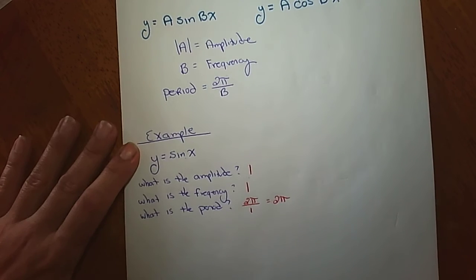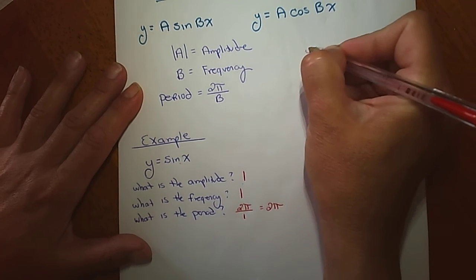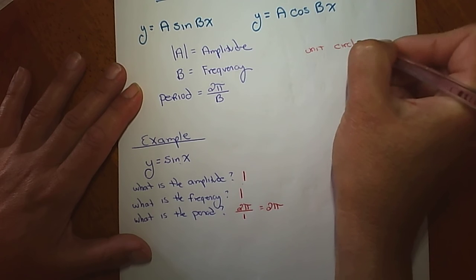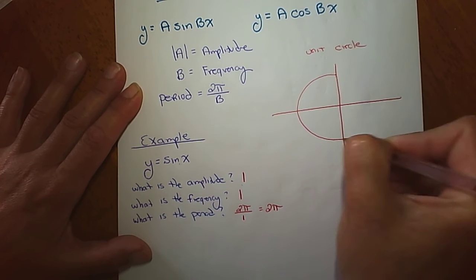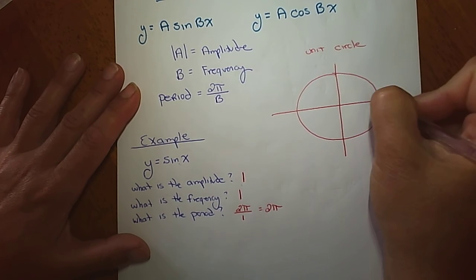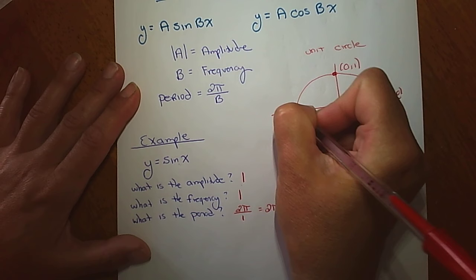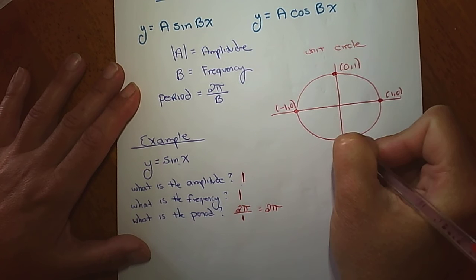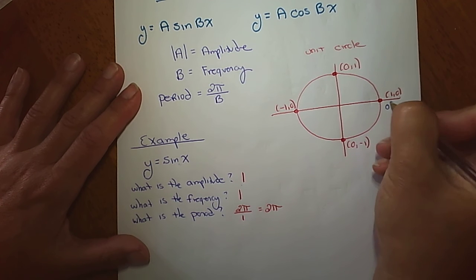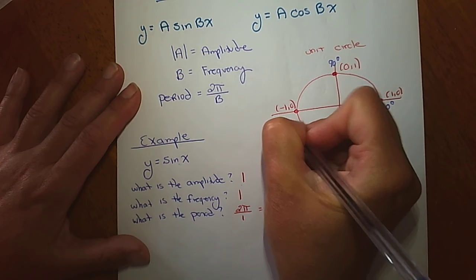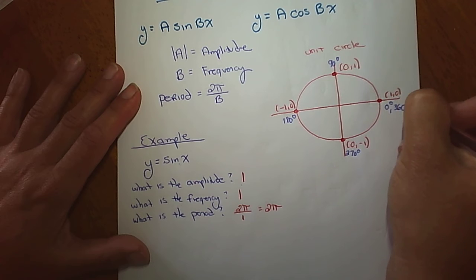Now, when you do graphs, it all comes off of the unit circle. So right here, I'm going to draw a unit circle. This is a point here, that's the point 1, 0. This point here is 0, 1. This point here is negative 1, 0. So anytime you have to graph, we're going to use the unit circle and the fact that this is 0, 90, 180, 270, and 360. Okay.